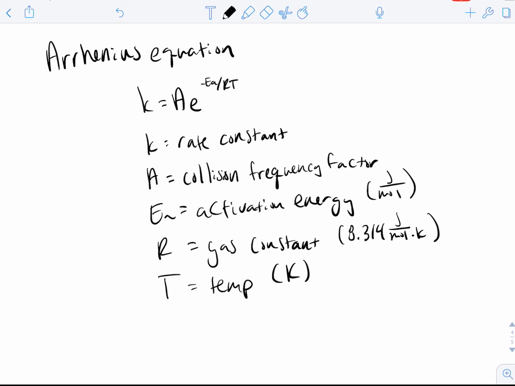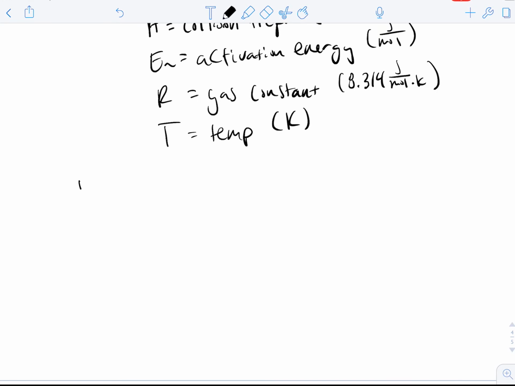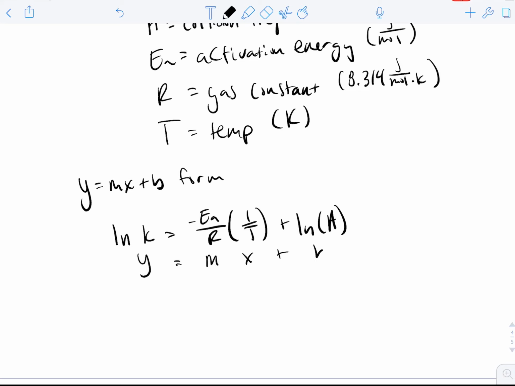We almost never use this one. It's our least used form of this. We almost always use either the graphical form, so our y equals mx plus b form, which is going to be ln k equals negative EA over R times 1 over T plus ln of A. So this is our y, our m, our x, and our b. Remembering that this is our collision frequency factor.